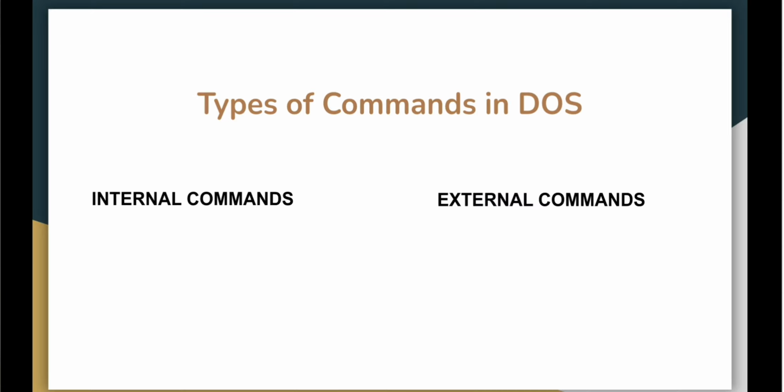Next we move to the types of command that we'll be discussing in DOS. Basically there are two types of command in DOS: internal commands and external commands. Internal commands are also called as memory resident commands, whereas external commands are also called as disk resident commands. Internal commands are basically loaded into the computer memory during the booting process. These commands are actually included in the command.com file. So these commands are executable immediately after getting the DOS prompt.